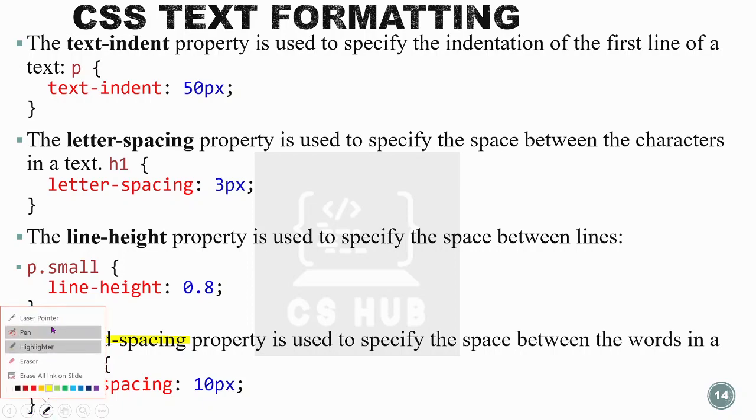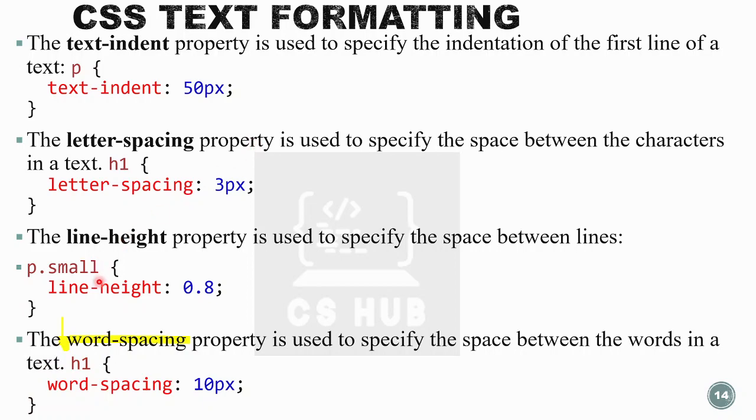Okay, so these are the properties related to spacing and indentation. Text indent is used to specify the indentation of the first line. Letter spacing is the spacing between letters. Line height is the spacing between lines. Word spacing is the spacing between words.